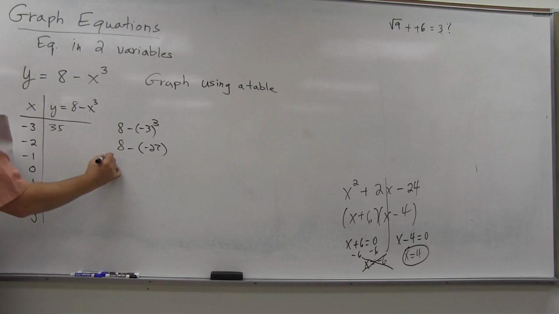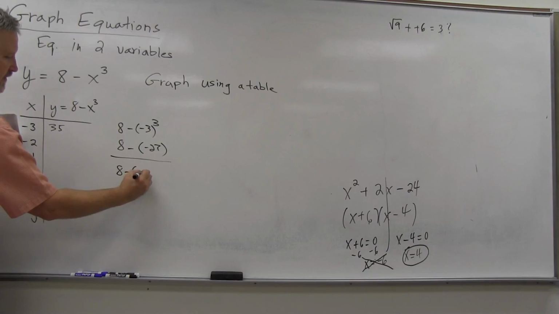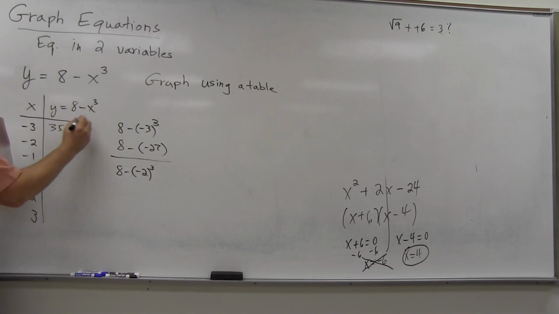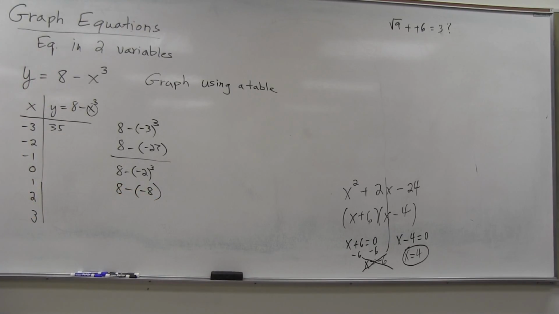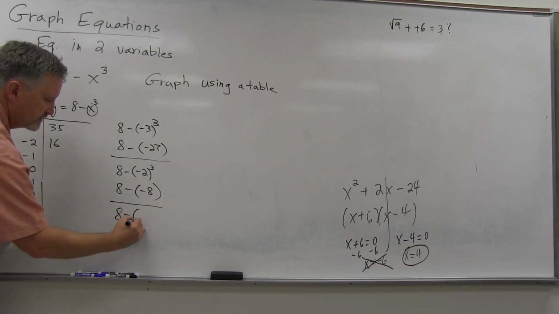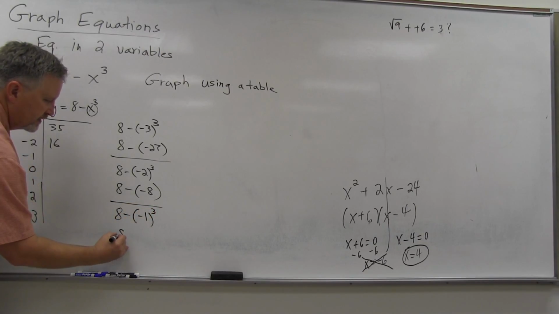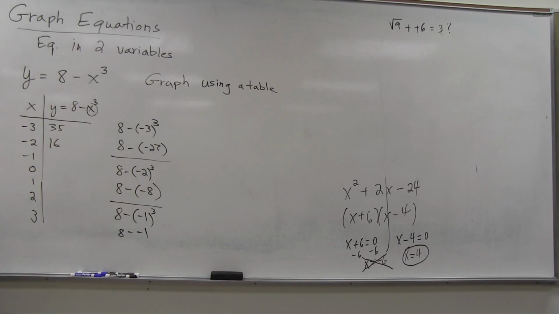Then -2, so plug in the -2 there for x. That's all I'm doing, just plugging in the x value. What does that come out to? 8 minus a -8, 16. 8 plus 8. Then -1, 8 minus -1 cubed, so that'd be 8 minus a -1, 8 plus 1 would be 9.